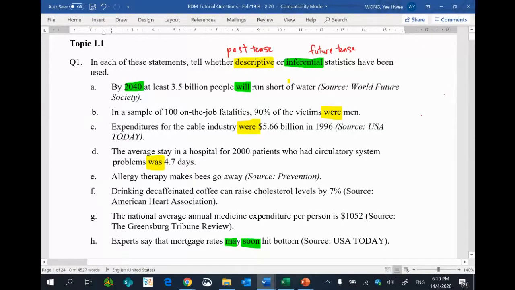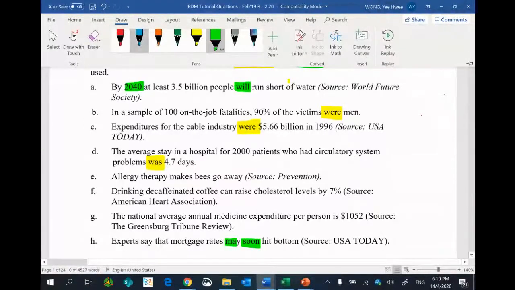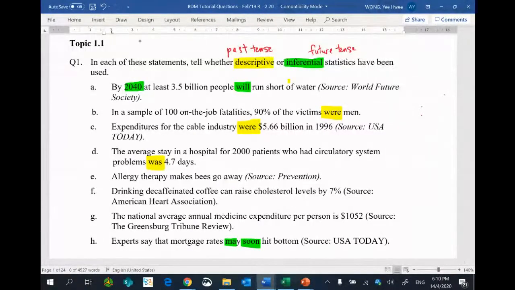Now, what is the rest? The rest is not past tense, it's not future tense. What are they? They are present tense. So present tense can be this, can be that. It can be two. So how do you recognize? Then you have to recognize whether the statement is general or not. If the statement is very general, you are trying to figure out what it's trying to tell me. That is inferential statistics. If the statement is very clear, then it should be descriptive statistics.